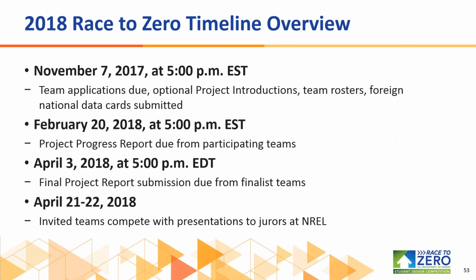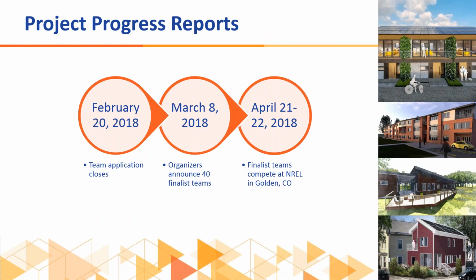Again, here's the overview of dates. The next deadline after the November 7th team application date is the project progress report due on February 20th, 2018. This is a required project submission. If more than 8 teams submit to one contest category at this time, then within 10 days, entries are evaluated against criteria indicated in Appendix B of the guide. Based on the project progress report evaluation, up to 8 teams per contest category are invited to participate in the final competition. So 40 teams are invited to attend the competition.